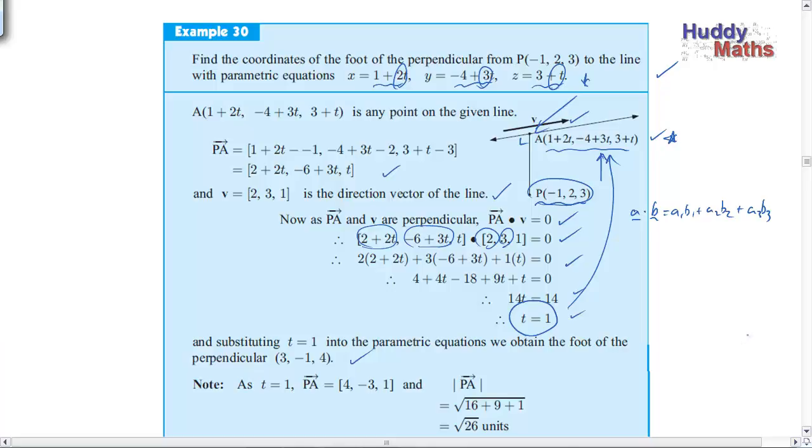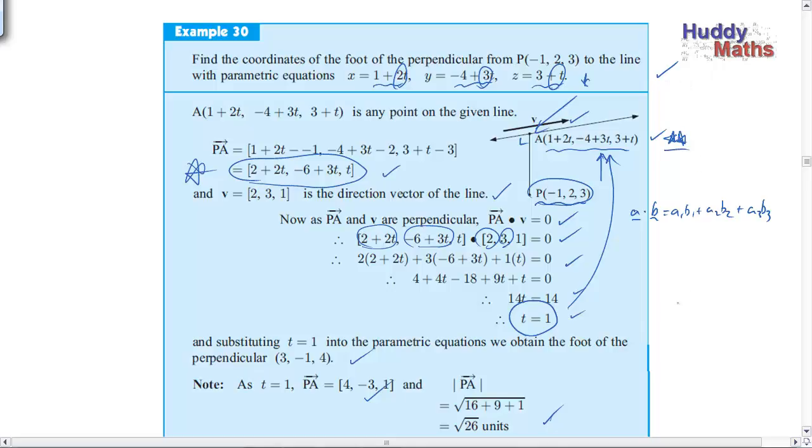Now, we could also, therefore, find how far it was, that point A, by finding the length of PA, because we had PA back up here, and so we could put T is 1 in there and find PA, and the length of PA is root 26 units. Now, what do you get out of all that? Here is the important point up here.